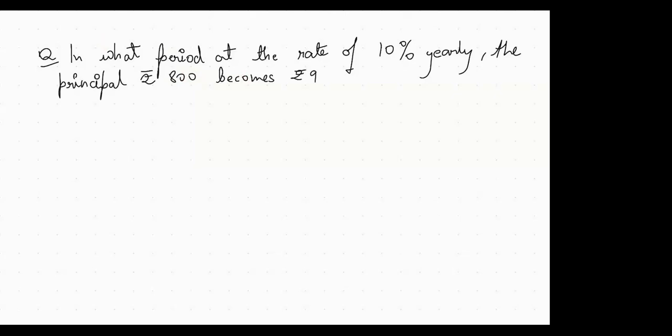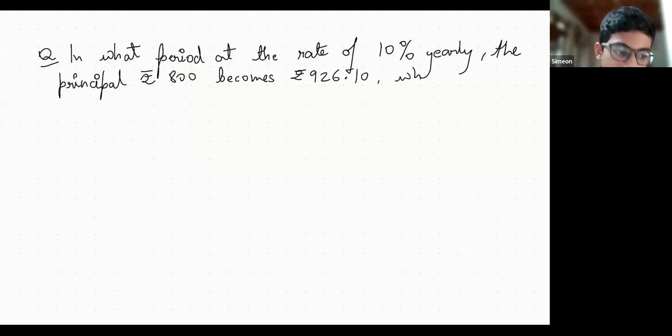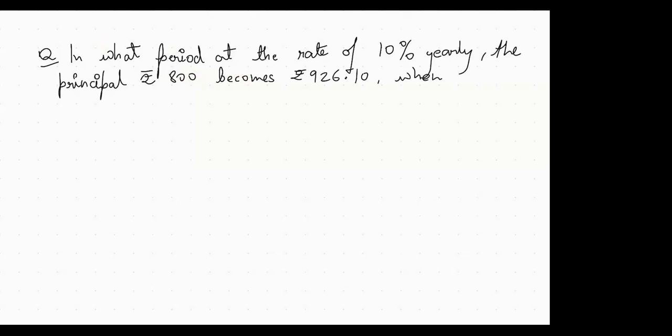$926.10 when interest is compounded. Is it annually? Simran, this is half yearly. Okay, this is half yearly.